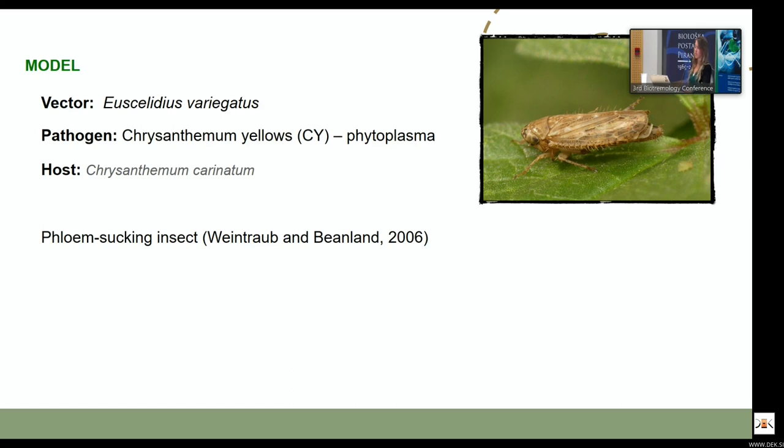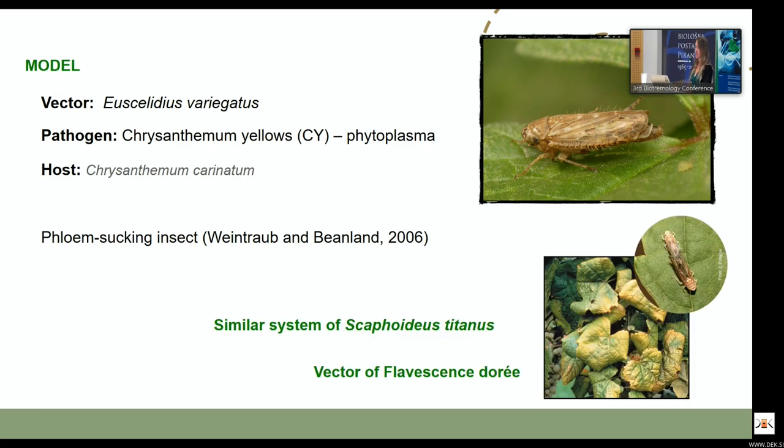We have chosen to use as a model a vector, Euscelidius variegatus, and the pathogen, the Chrysanthemum yellows, which is a phytoplasma. And our host plant was a daisy. This insect is a phloem-sucking insect, and we have chosen it as a model because it's a similar system to Scaphoideus titanus, which is actually the target of our study, ideally. But since in greenhouse studies the rearing and the microinjection of phytoplasma is easier with Euscelidius variegatus, we decided to start this very complex experiment with a model, and later on, according to the results, bring it to Scaphoideus.